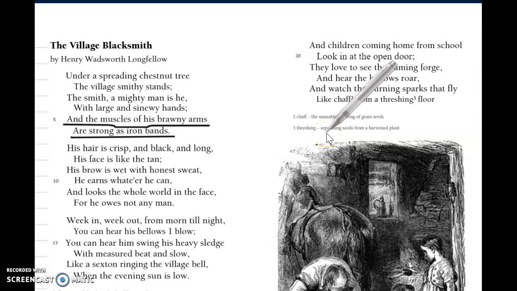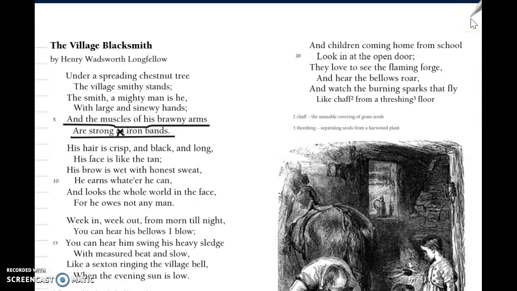Now, we are going to do something kind of different. We are going to get rid of the word as. So I'm going to cross it out so that it is no longer a simile. Now let's reread it and see how it sounds. And the muscles of his brawny arms are strong iron bands.